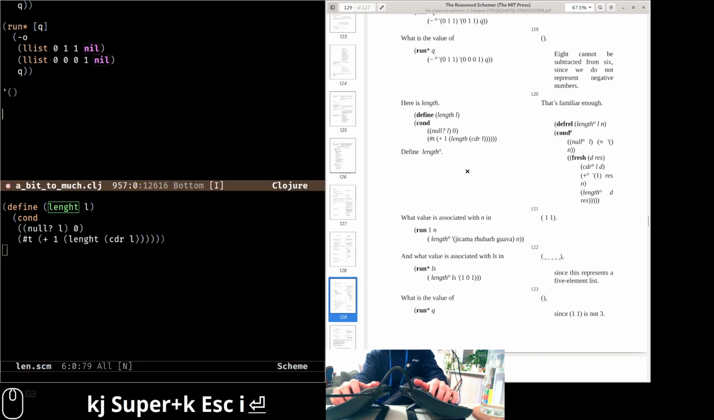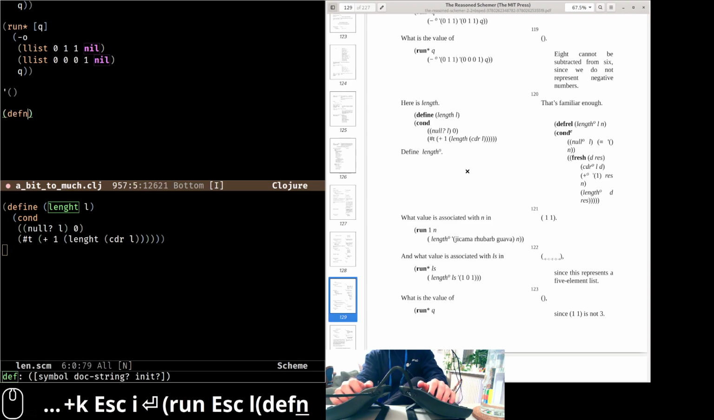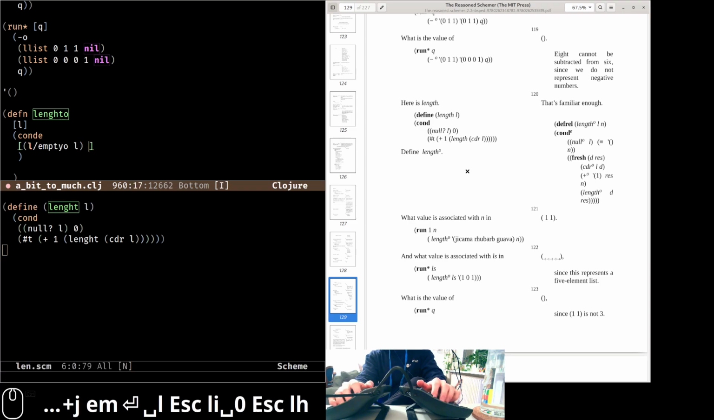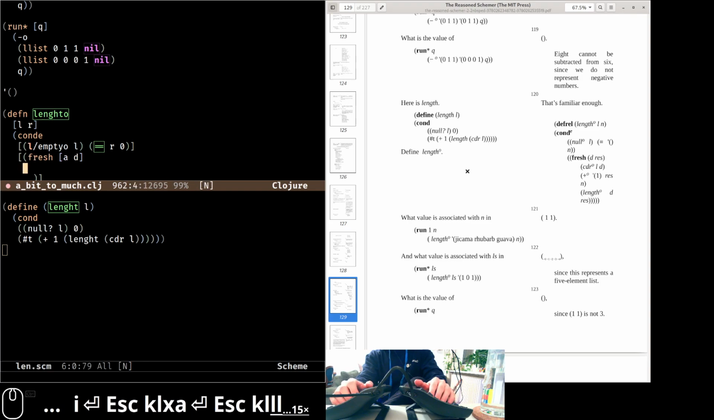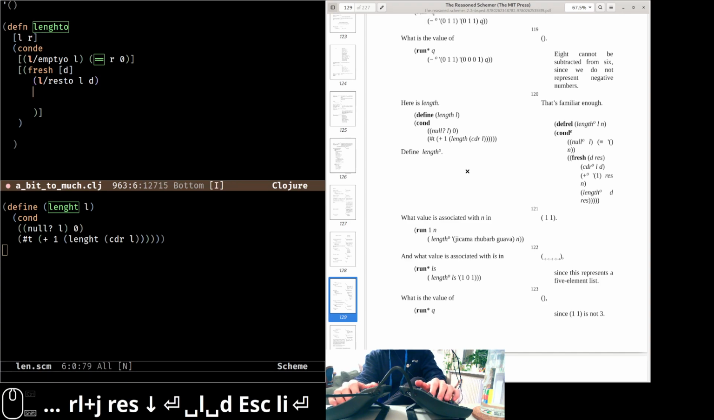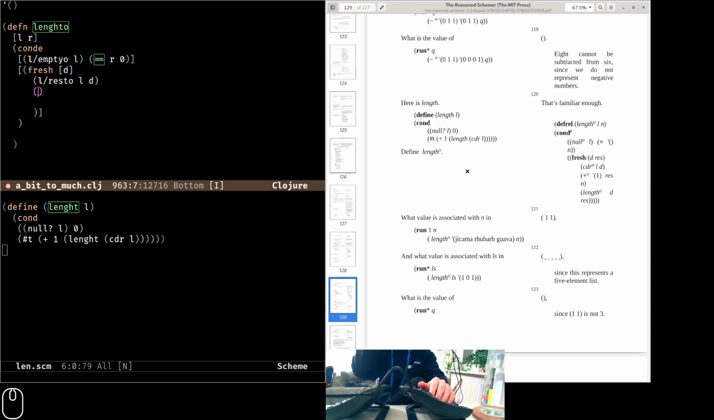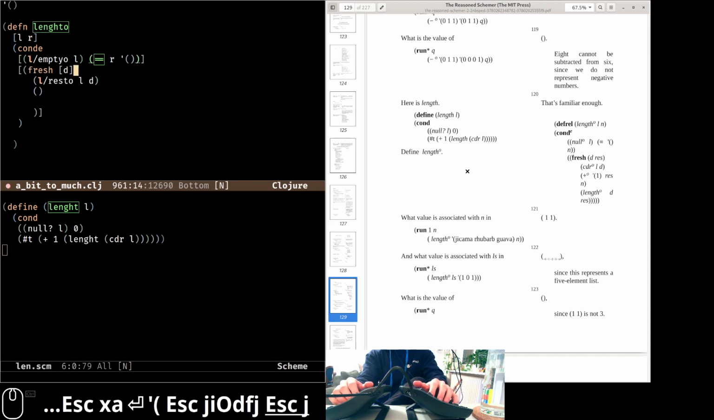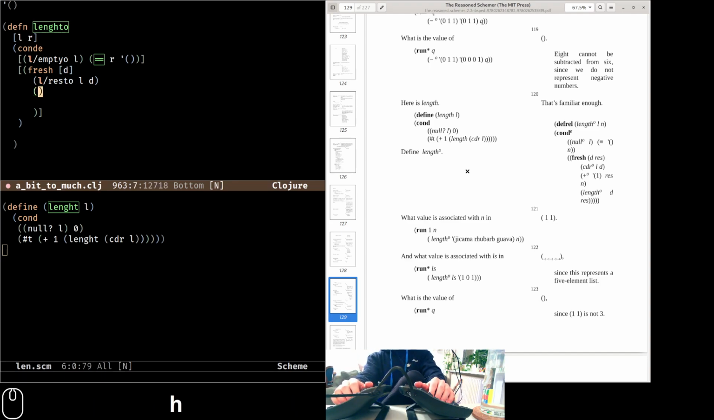Define length O. Okay, it takes a list. Then I write condi. If it's empty, then, also it takes an outcome as well, then the outcome is 0. And otherwise, the list is a list where there is a rest called D, and then I say, oh wait, I need our numbers now. It's not 0, it's build num 0, which is this representation. Plus 1. One sec.